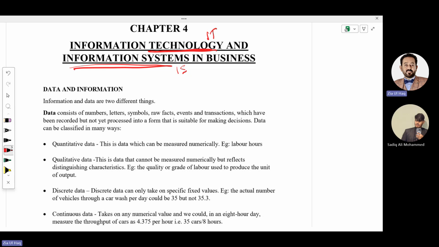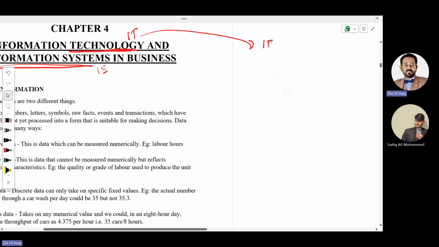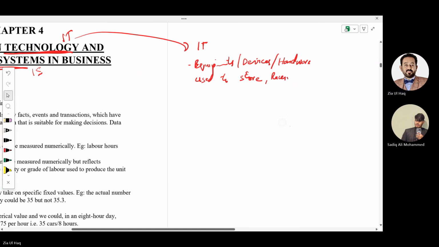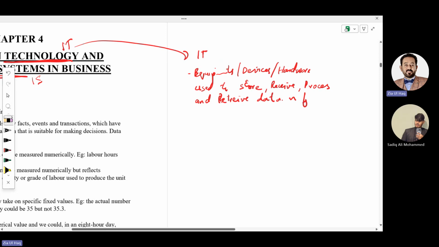Yes, there is a difference between IT and IS. What is IT? IT means equipment, devices, mean hardware used to store, receive, process, and retrieve data and information.